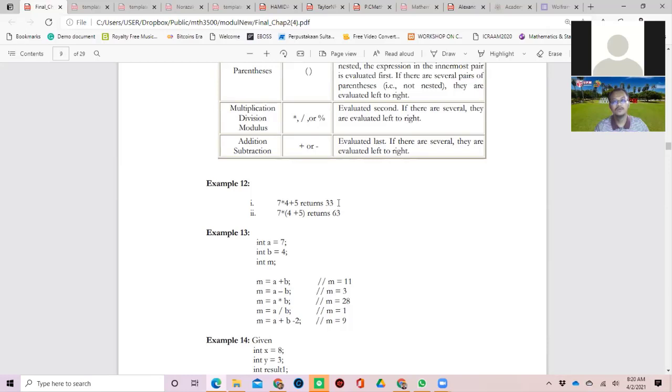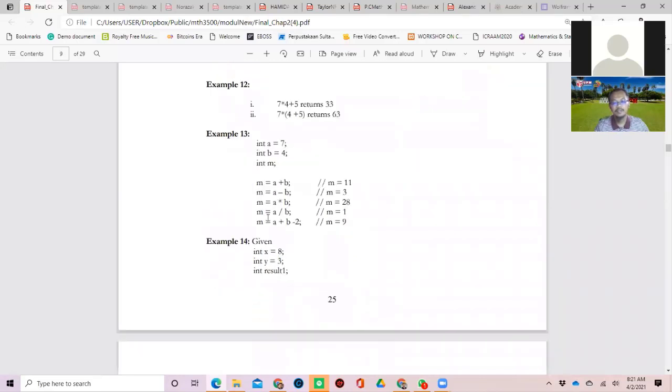If you do not follow the rules, for example, you do the plus first, 4 plus 5 is 9. 9 times 7 is 63. So this one is a different result. Okay, next example here: 7 times (4 plus 5). From the priority table, the parenthesis should be considered first. 4 plus 5 is 9. 9 times 7 is 63. Okay, you have to follow the rules.